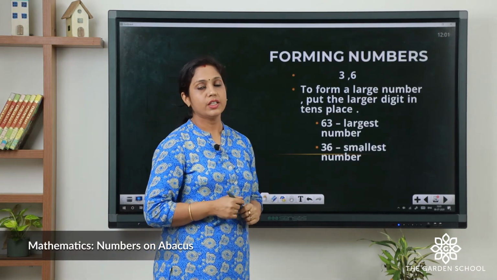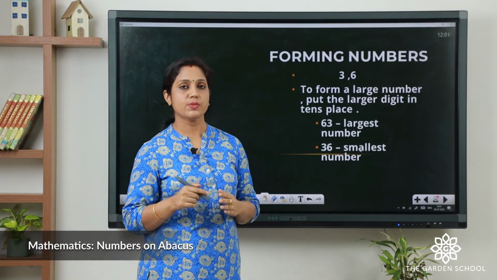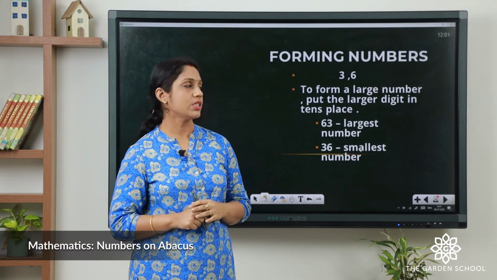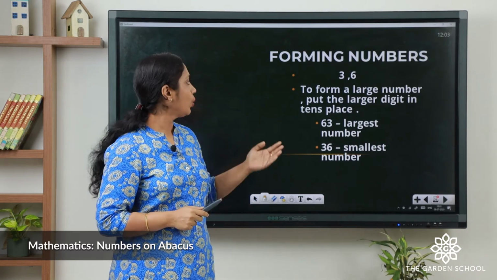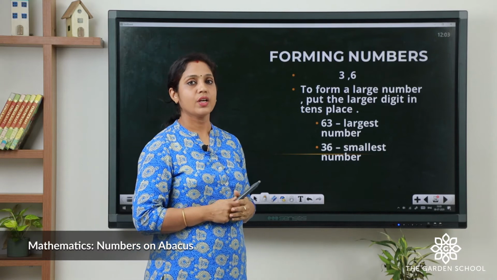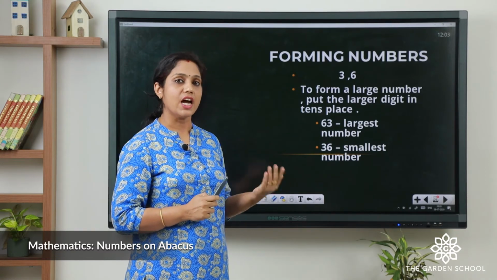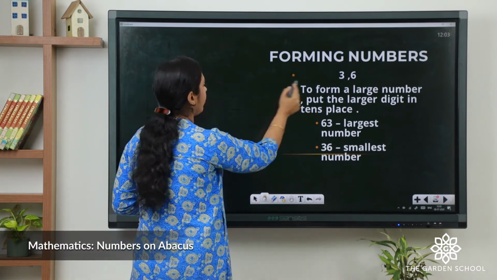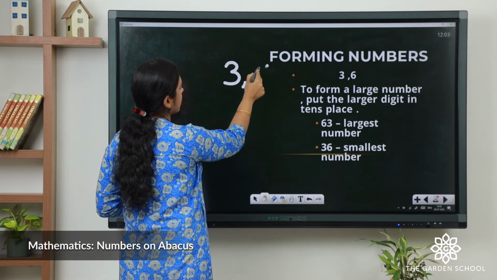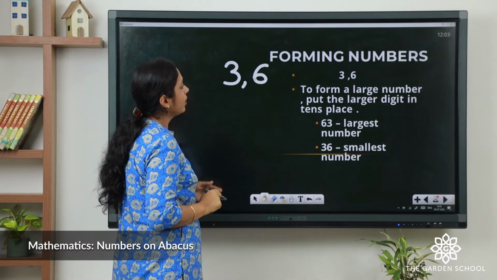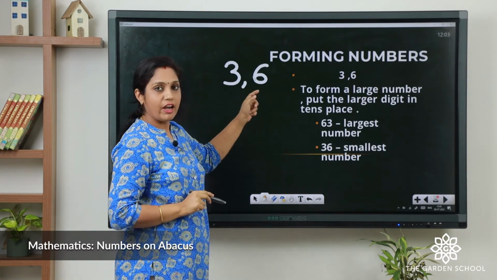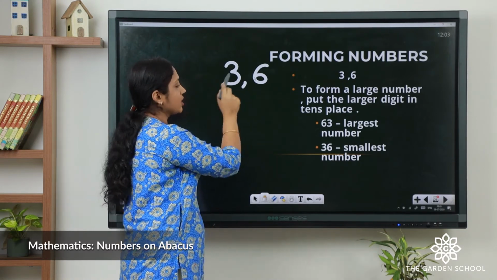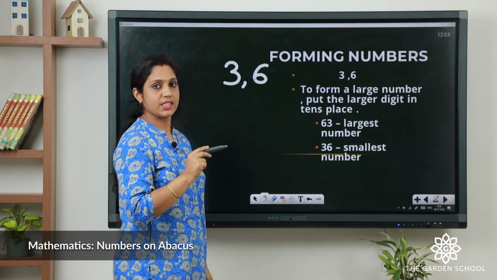Next, we'll learn to find out the largest possible number and smallest possible number from 2 digits. So let's check. Here we have 3 and 6. Out of this, we have to make the largest possible number and smallest possible number. To make a larger number, we have to write the larger number in the tens place. So 3 and 6. Which is a large number? 6 is a large number.